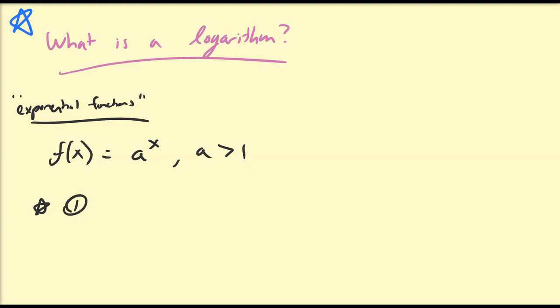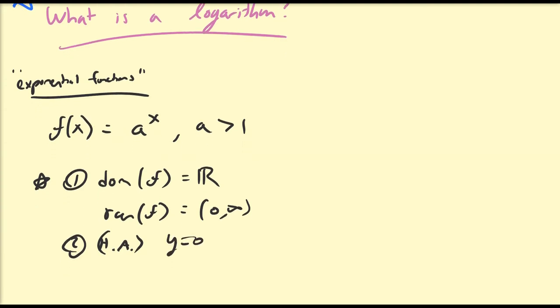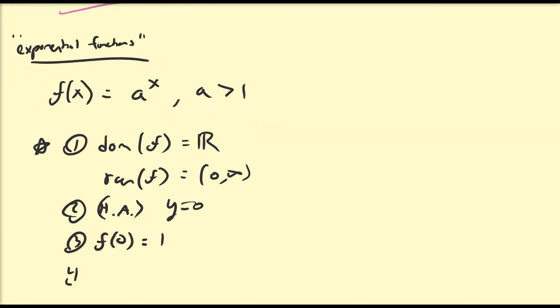The first property, the domain of an exponential function is the set of all real numbers, and the range of this particular exponential function is going to be 0 to infinity. The second property is that it has a horizontal asymptote at y is equal to 0. It does not have any vertical asymptotes. F of 0 is equal to 1. And one of the properties that we proved for exponential functions is that f is strictly increasing.